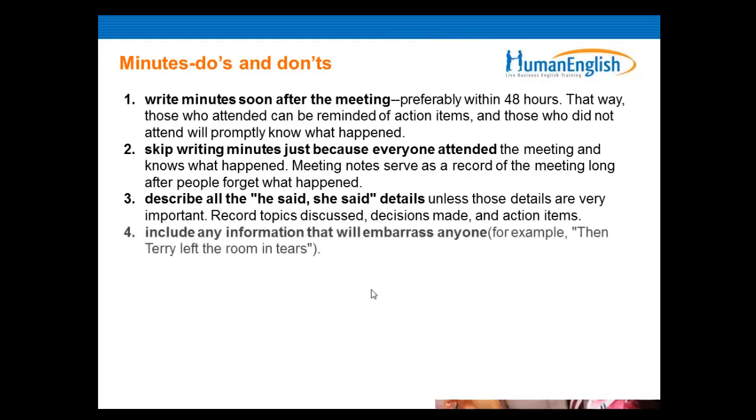Okay, number 4: include any information that will embarrass anyone. For example, Terry left the room in tears. So is that a do or a don't? Good. Olga, Gunther, right, and Oksana, don't. Of course, it's not a good idea to include information that will embarrass anyone. We can keep that out of the minutes.